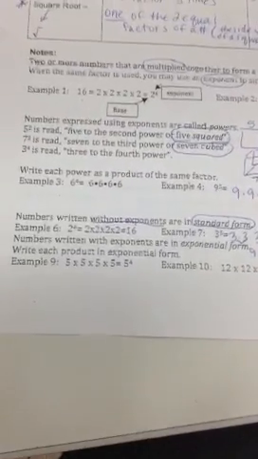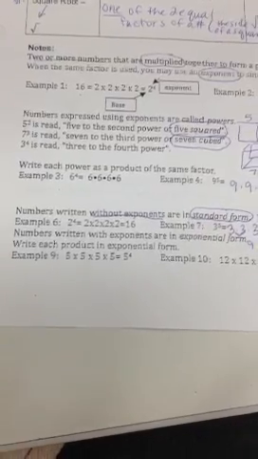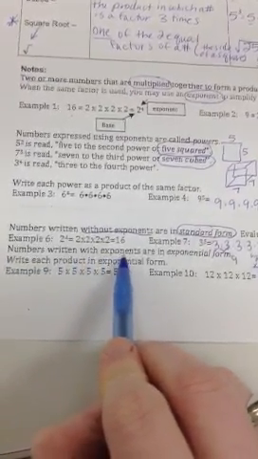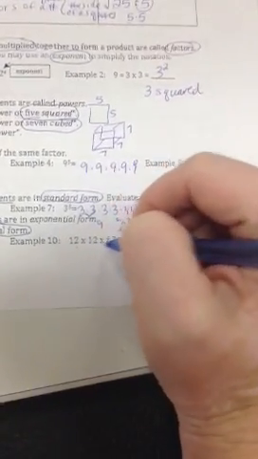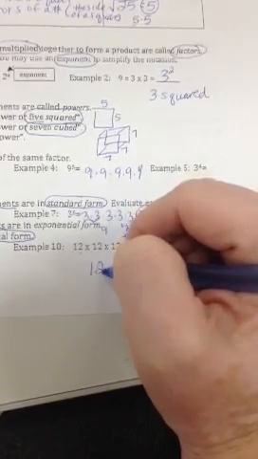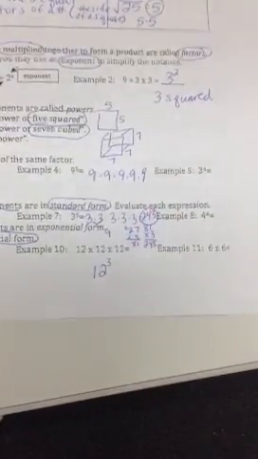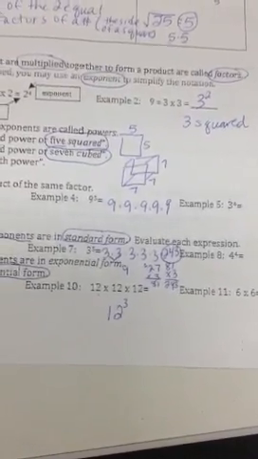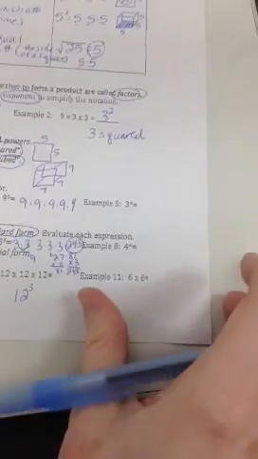All right, at the bottom it says write each product with an exponent in exponential form, because numbers that are written with exponents is called exponential form. So you scrunch all the numbers up with a little exponent. So this one, there are 3 12s. So 12 is our base. 3 would be our exponent. So this is 12 to the third power or 12 cubed. You can try the 6 by 6.